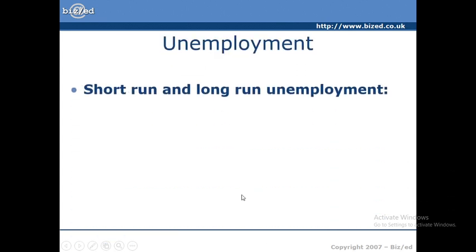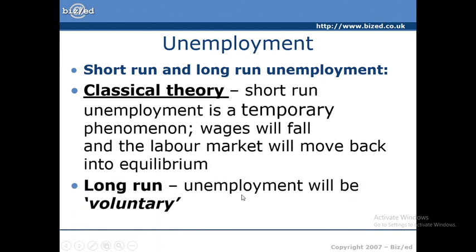Okay. Then you have short-run and long-run unemployment, which is sort of classical. The theory says that short-run unemployment is a temporary phenomenon. Wages will fall and the labor market will move back into equilibrium. That is what classical theory says. So there is no short-run unemployment. If at all there is unemployment in the long run, it is of the voluntary type, not involuntary unemployment, because according to classical theory, the economy is always in a state of equilibrium and at full employment. So unemployment is not there.